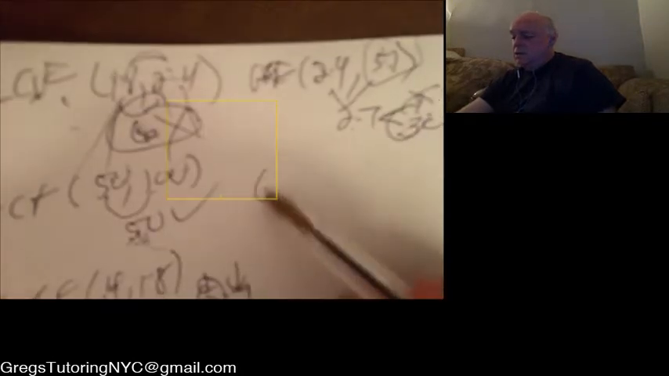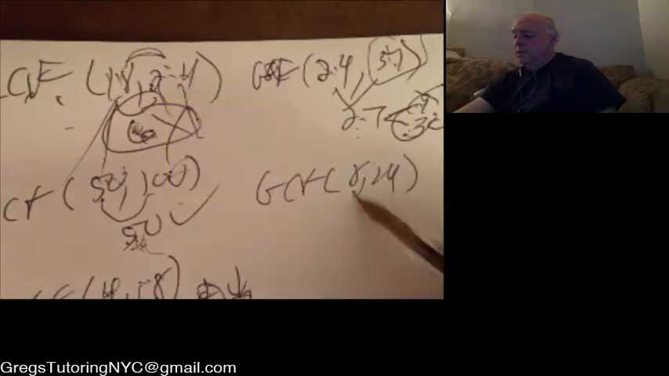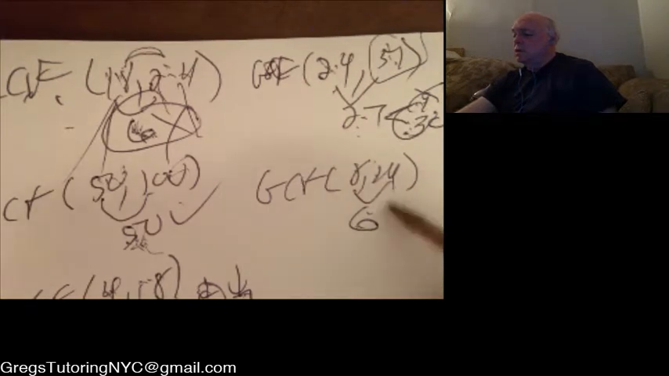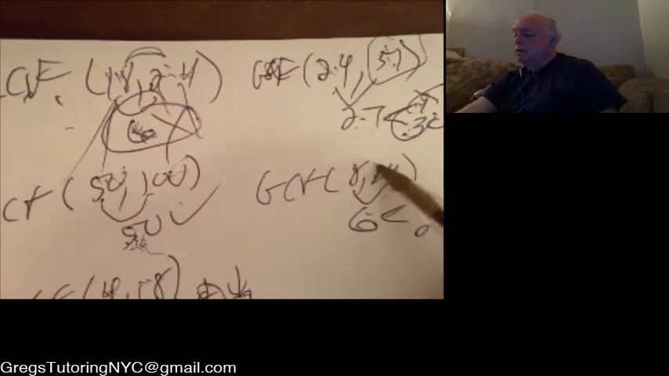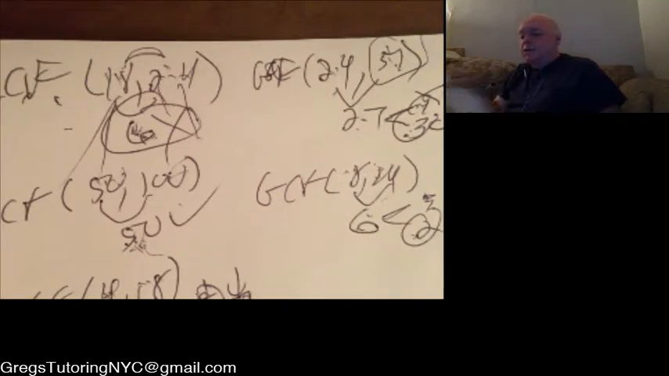Okay? So GCF of 8 and 14. The difference is 6. 6 goes into 8? No. 6 goes into 14? No. Factors are 3 and 2. 3 goes into 8? No. 3 into 14? No. 2 into 8? Yes. 2 into 14? Yes. Boom, you're done. Just like that, guys. Just like that.